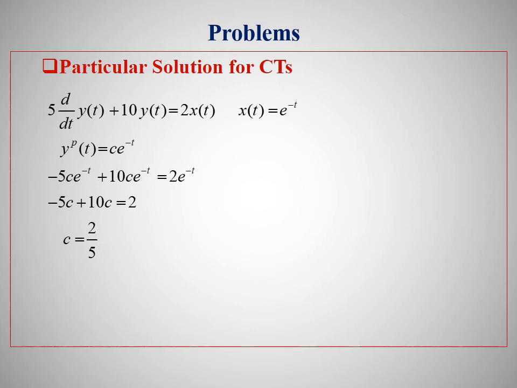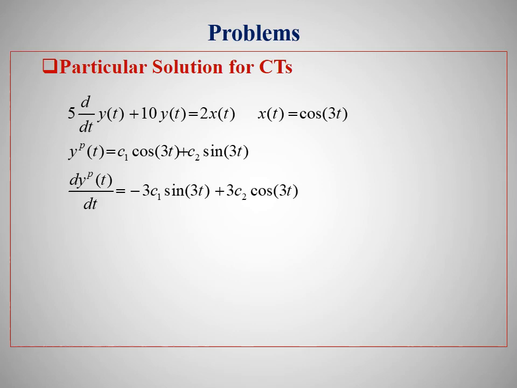Hence, what would be the particular solution for the continuous case? Substituting c equal to 2 by 5, we get yp of t equal to 2 by 5 into e power minus t.